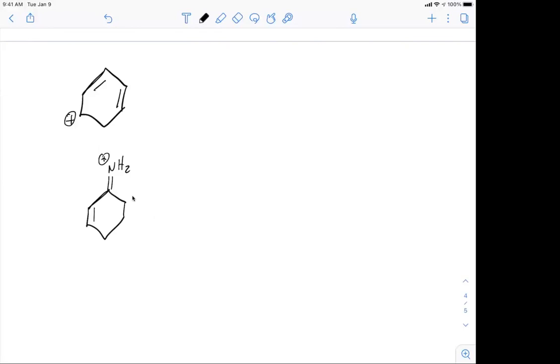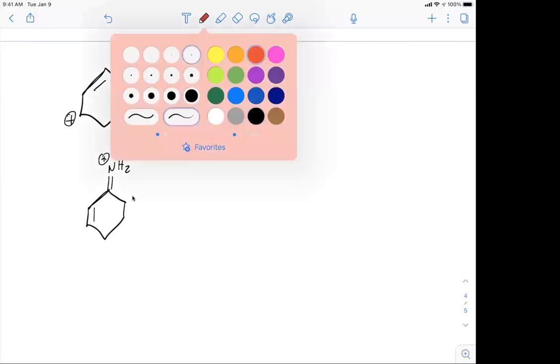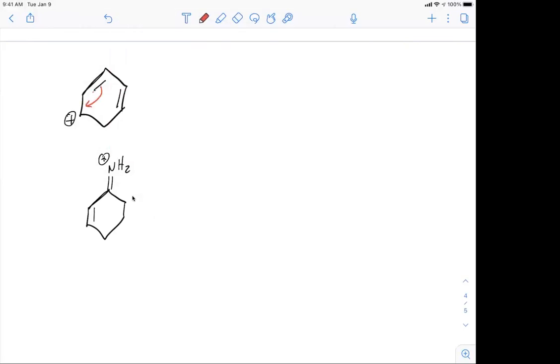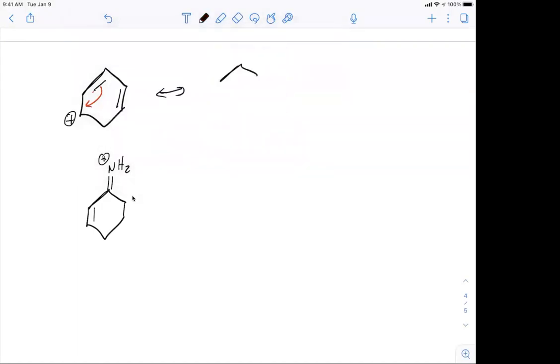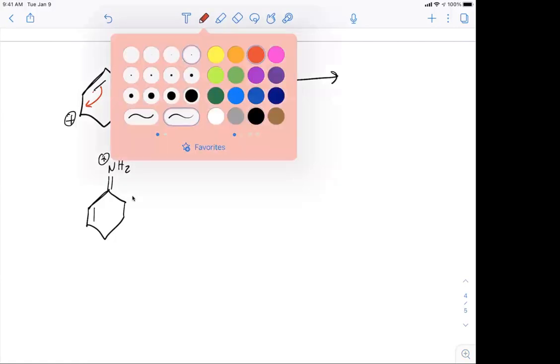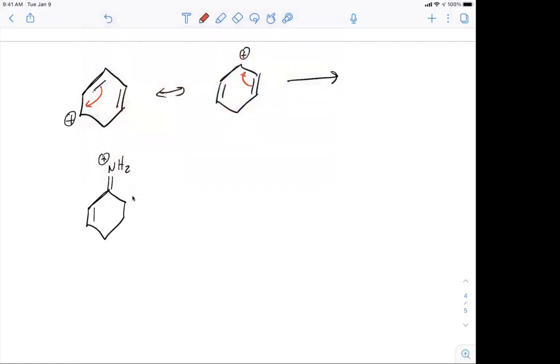Okay, in the first one, we got positive here. We're going to be moving the electrons. So first we move them here, which gives us this structure. The positive there. And then we can move those again. Positive there. Okay.